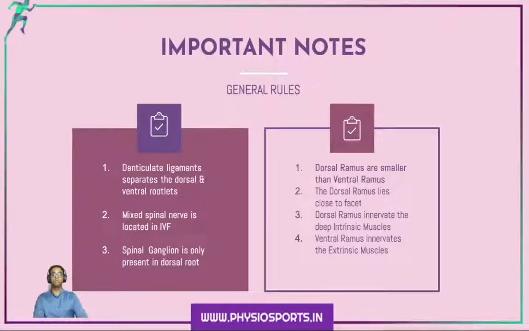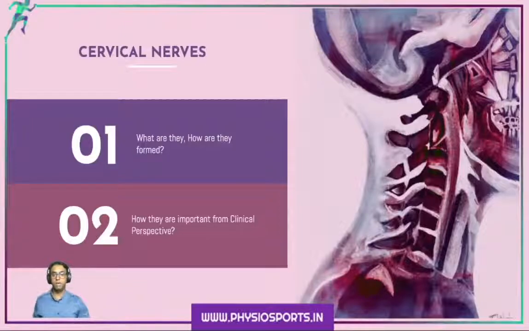The dorsal ramus innervates the deep intrinsic muscles. The ventral ramus innervates the extrinsic muscles. We will discuss those muscles in the kinesiology presentation. Having understood the neural elements, let's have a look at the cervical nerves.